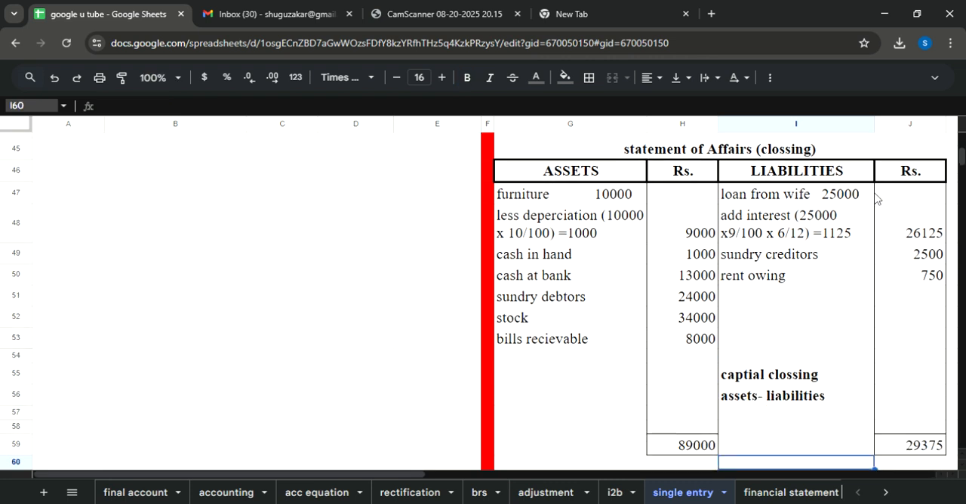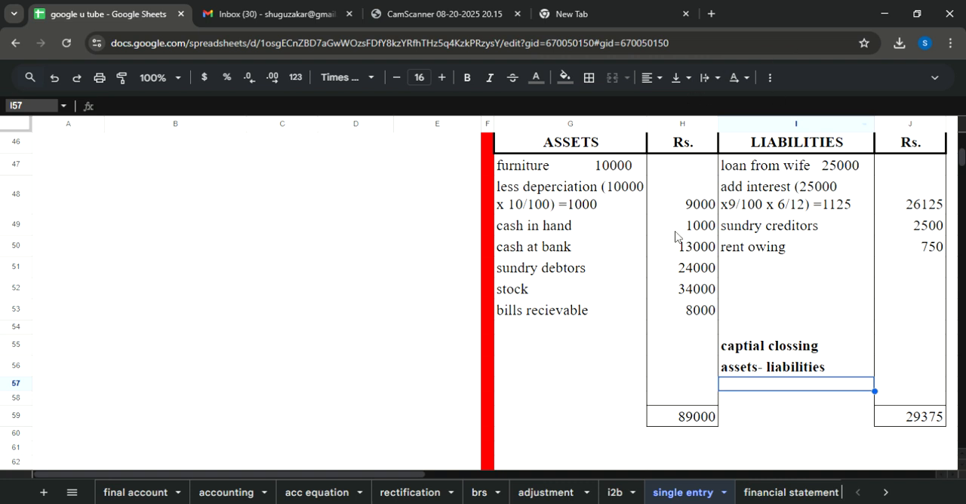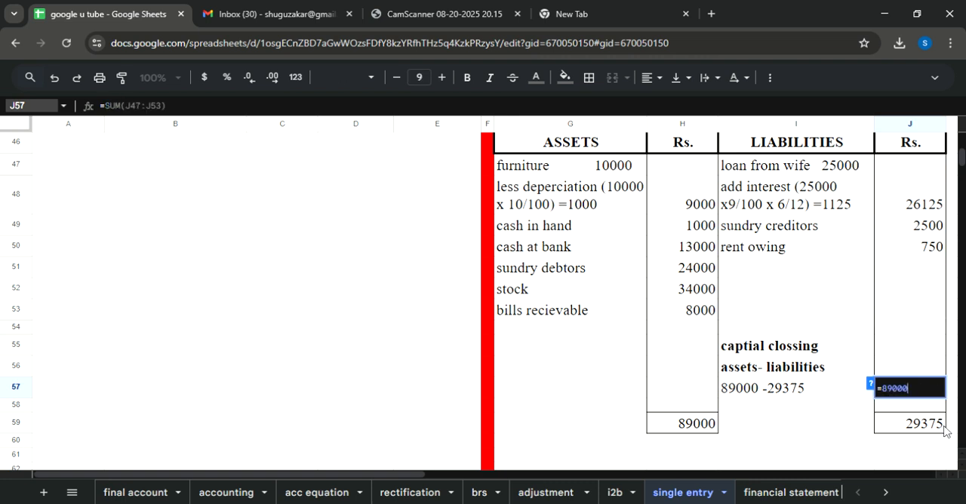Now please note it down. This is the total of the asset side, 89,000, and then you will subtract the total of the liability side, 29375. This way you will be able to calculate your capital. The total of the asset side we have seen is 89,000, and then you have subtracted 29375. So 59625 is your capital, and you have seen the totals of both sides are equal.